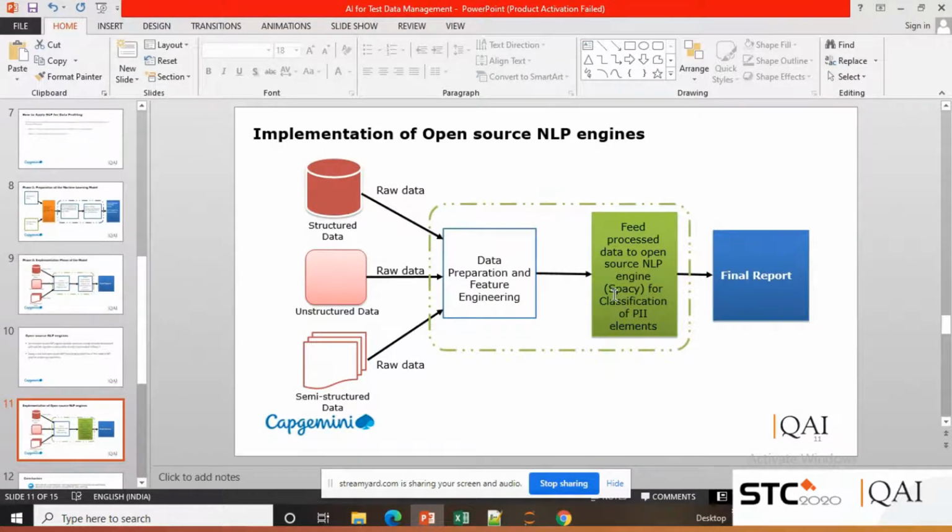I've given here the example of spaCy. spaCy is a Python-based NLP engine, which is pretty popular nowadays. A lot of people are using it. But there is some limitation when we are using an open source model.